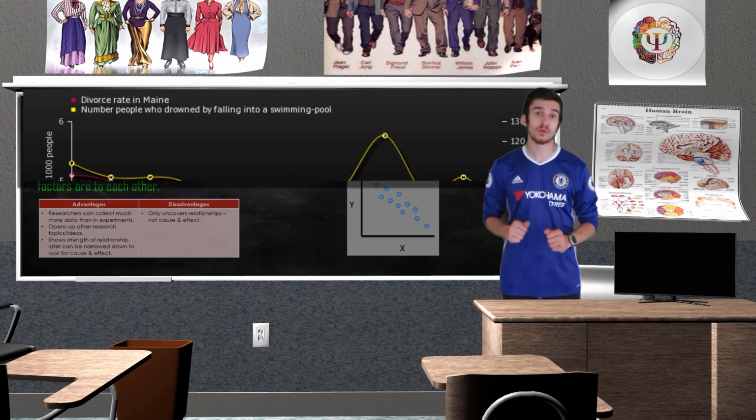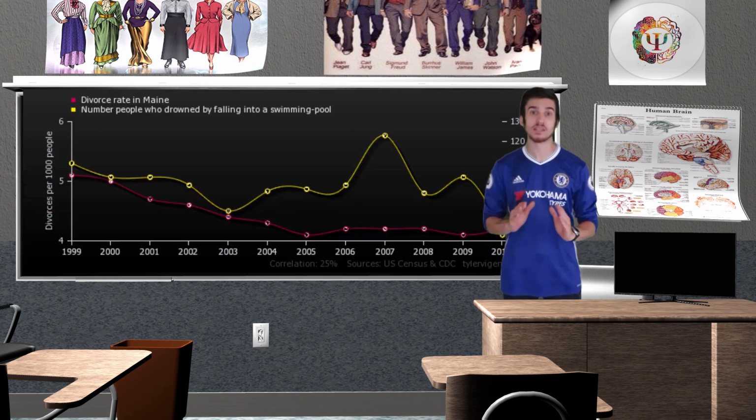The important thing to remember here is that correlation does not equal causation, meaning that a correlational study does not show a cause and effect relationship. If that were the fact, we could have people believing that the increasing divorce rate in Maine is a result of people falling off their fishing boats and drowning.